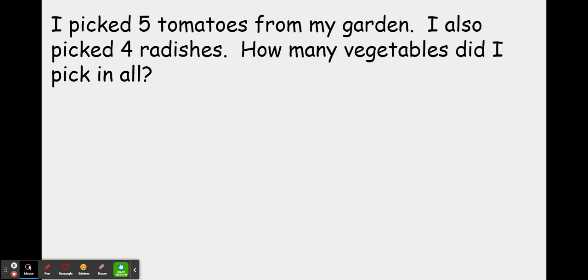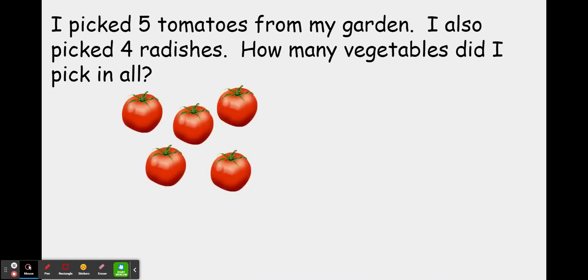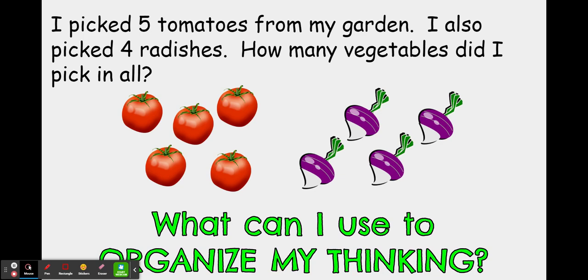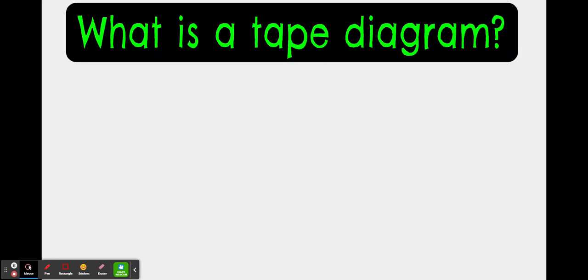Okay, so I picked 5 tomatoes from my garden. I also picked 4 radishes. How many vegetables did I pick in all? What can I use to organize my thinking? What do you think? What can I use to organize my thinking? Well, here is a tape diagram that we're going to use.